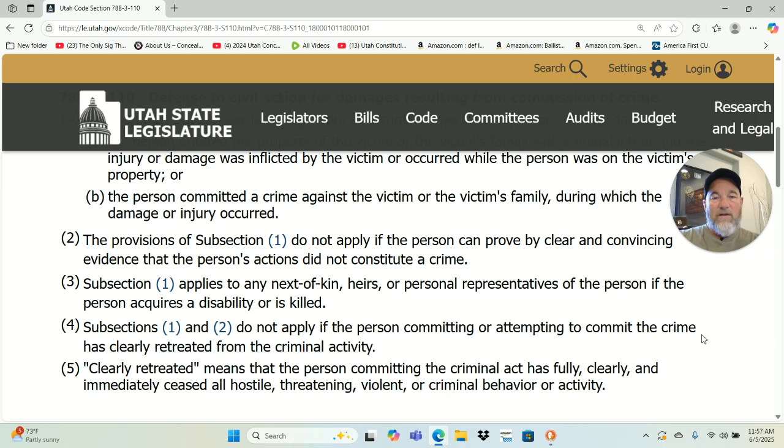However, this does not apply if the person committing or attempting to commit the crime against you or your family clearly retreated from the criminal activity, or they can show that their actions did not constitute a crime. Clearly retreated means that the person committing the criminal act has fully, clearly, and immediately ceased all hostile, threatening, violent, or criminal behavior or activity.